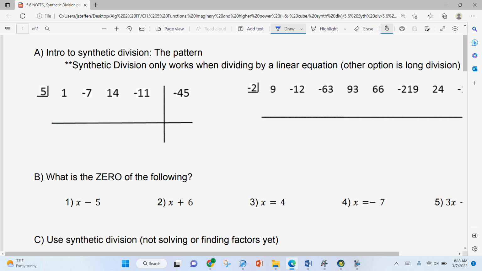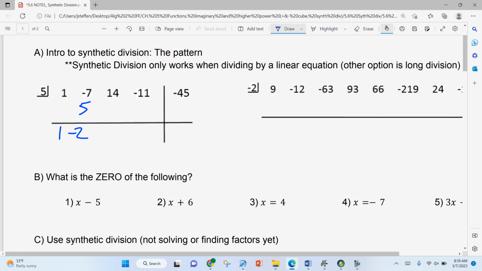The pattern, without further ado: your first number, you drop straight down, and then go to addition. To get the number under the 7 that we're eventually going to add, you take your number in the box and multiply it by that first number. So 5 times 1 is 5. It goes under your 7. You add those together. It's negative 2. But now you just keep doing that loop over and over.